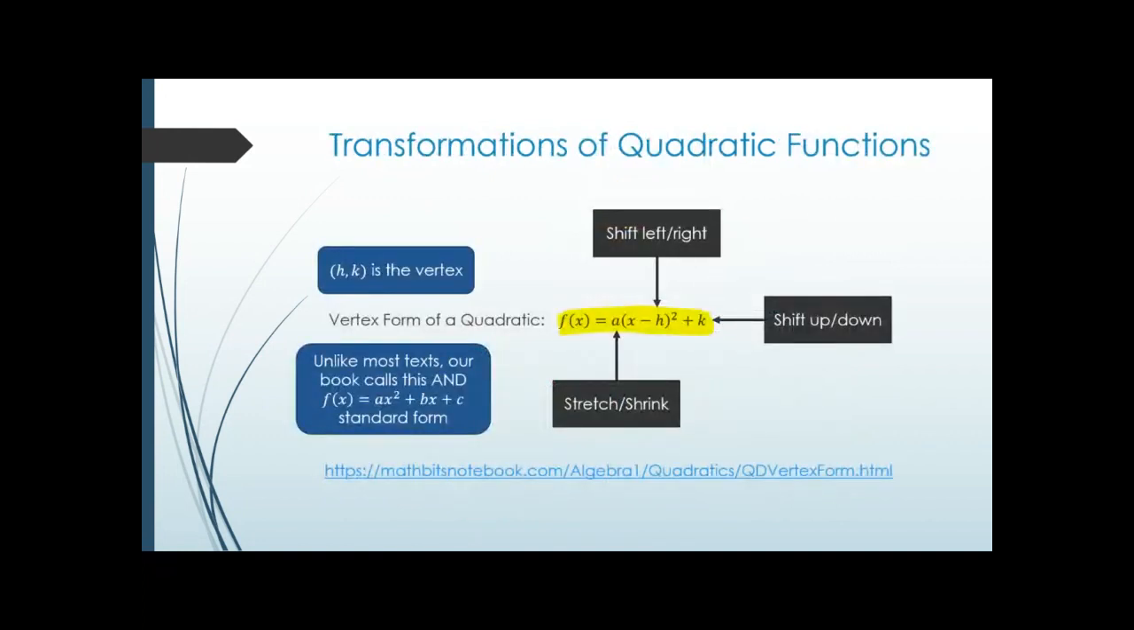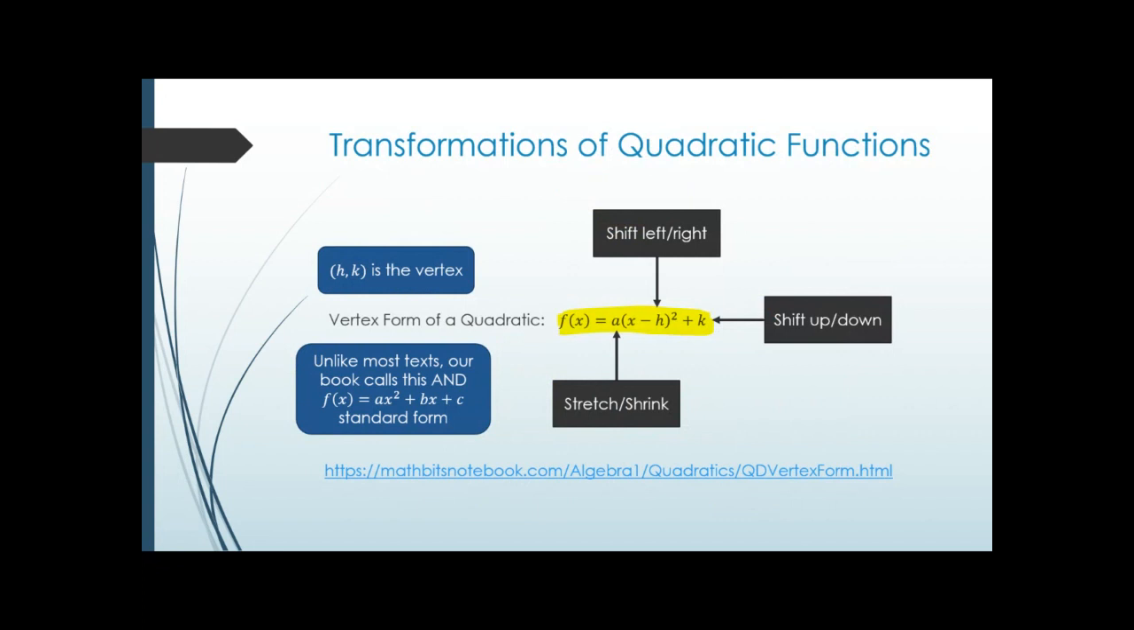I always refer to this as vertex form because that's the most common use, and it's called vertex form because the h and the k are the ordered pair for the vertex. So if it's in that form, you have your vertex immediately just by reading it off of the equation, and that makes it really easy to graph.